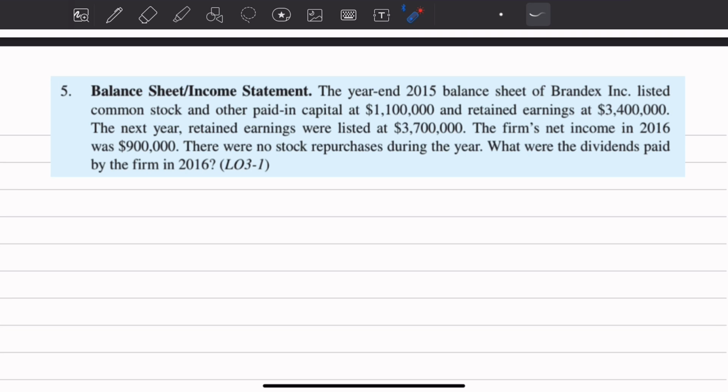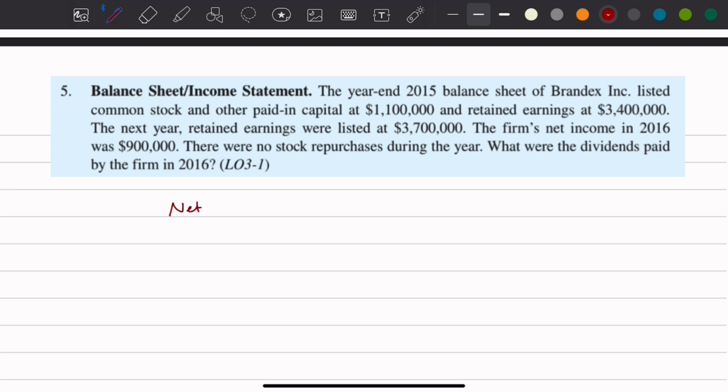So, knowing that the company's net income is given right here, and knowing the amount of increase that occurred in the balance of the retained earnings from $3,400,000 up to $3,700,000, we can figure out the remaining amount that must have been redirected back to the investors in the form of dividends, right? So what is the formula that we're going to use here? We're going to use the following formula.